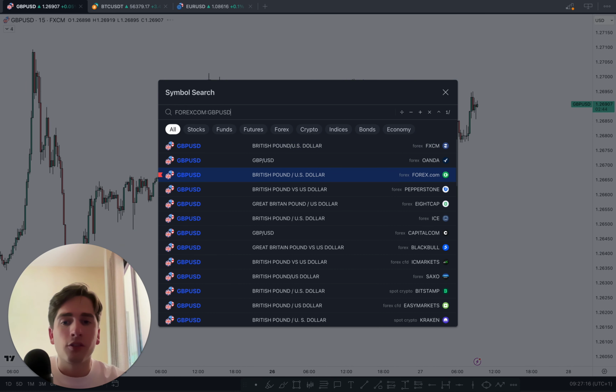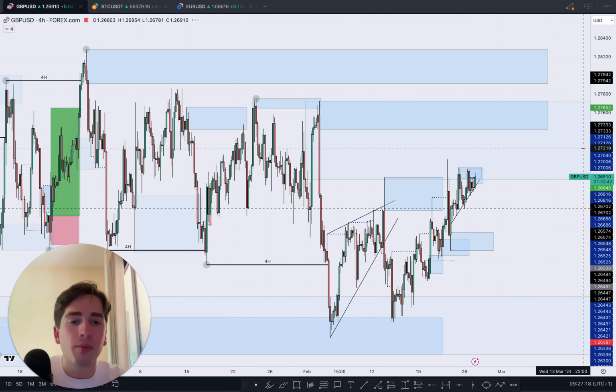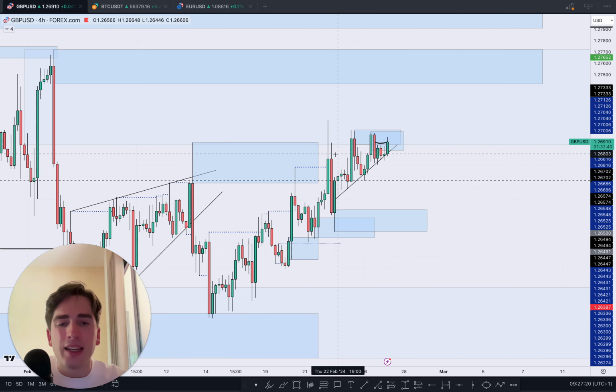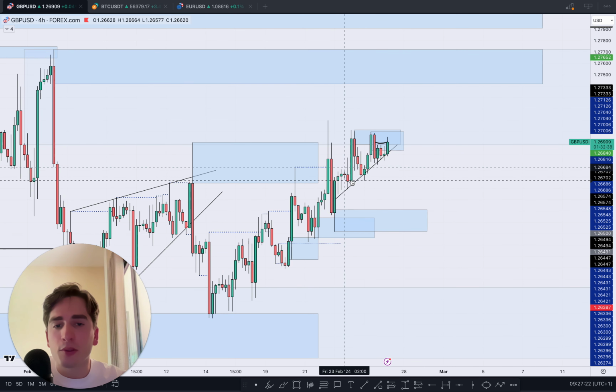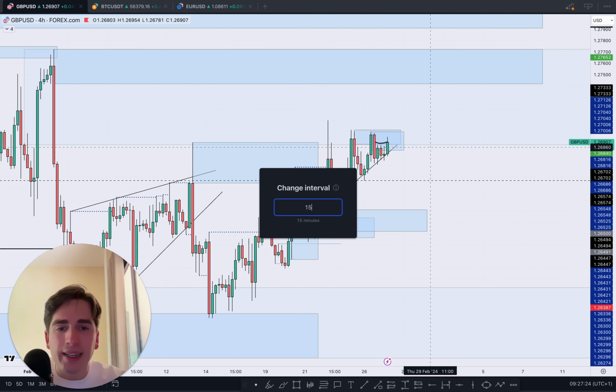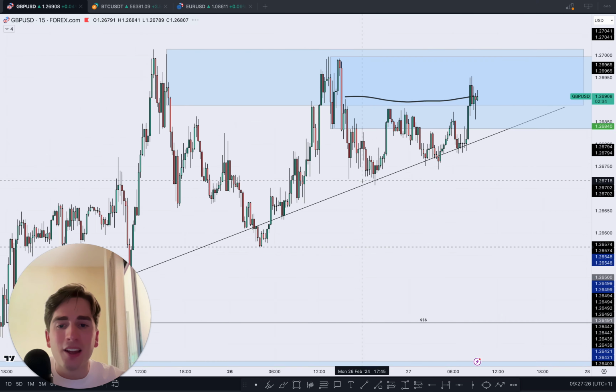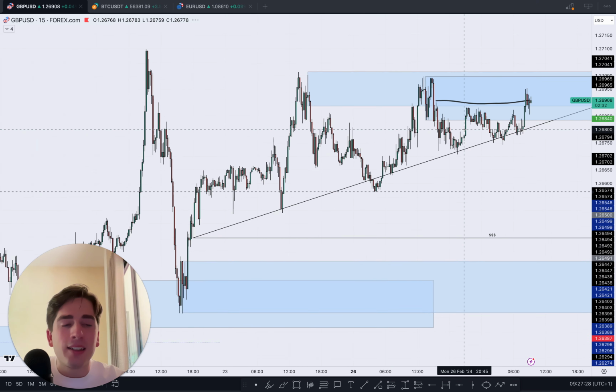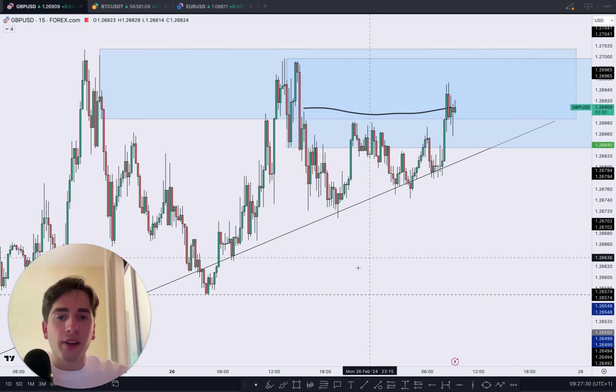So GBPUSD over here on the 4-hour time frame, still looking at further downside. As you can see, bullish momentum is really weakening. We're not really breaking any highs at the moment and just building liquidity below this trend line over here. So I'm really looking for that deeper correction over here on pound dollar.